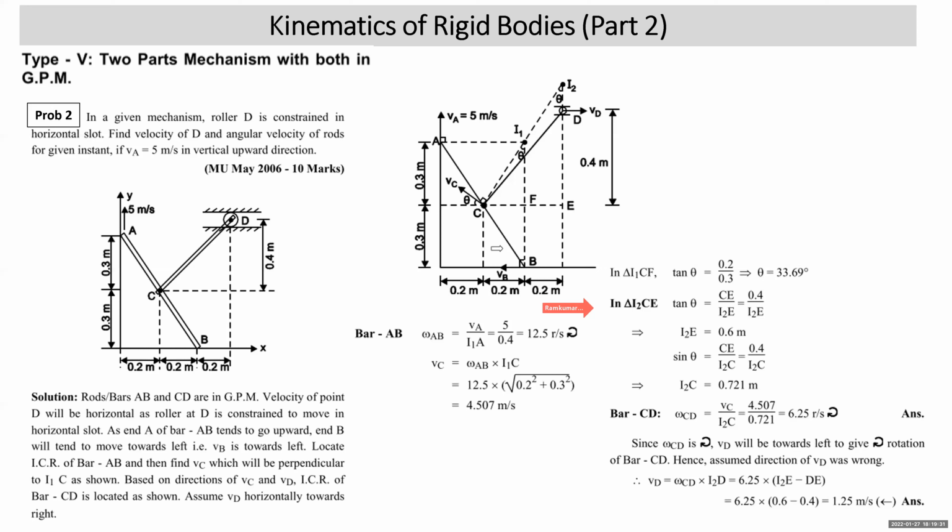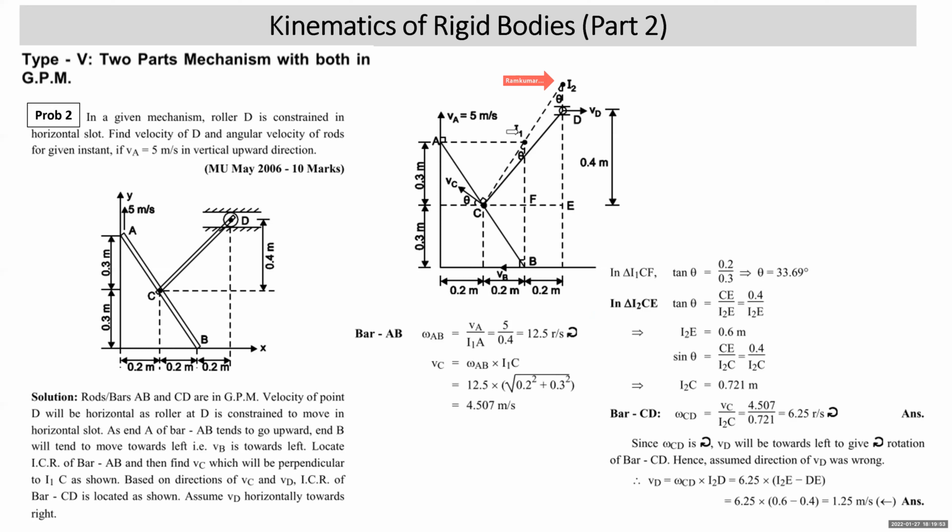Omega CD is VC upon I2C. You keep your pen or pencil at I2. Look at the direction of VC. Bar CD appears to rotate in clockwise direction. So omega CD will be VC upon I2C. VC is 4.507, I2C is 0.721. You get 6.25 radian per second.